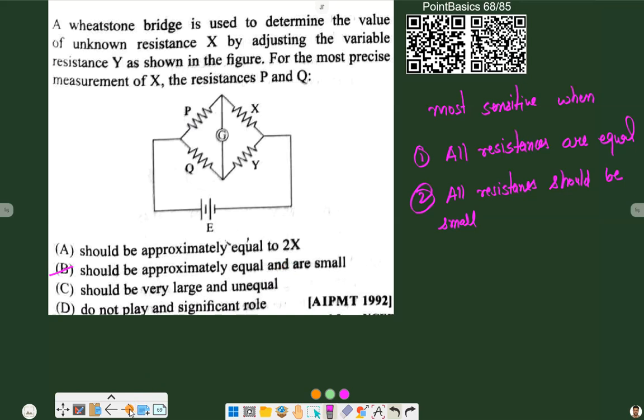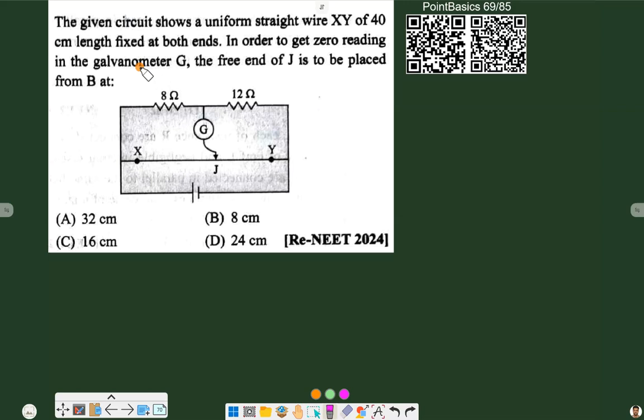Moving to the next one. The given circuit shows a uniform straight wire XY of 40 centimeter length fixed at both ends. In order to get a zero reading of the galvanometer, where should the free end J be placed? So we know that total length is 40, and for this to balance, 8 by the resistance of part XJ, resistance from X to J, should be equal to 12 by the resistance of JY.